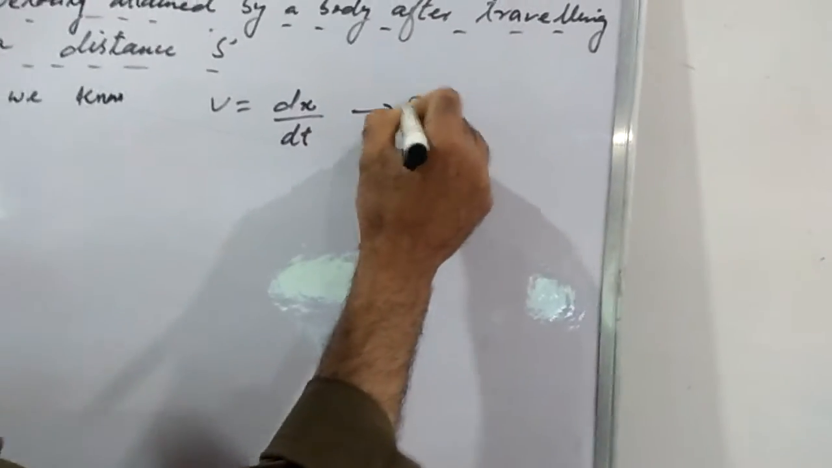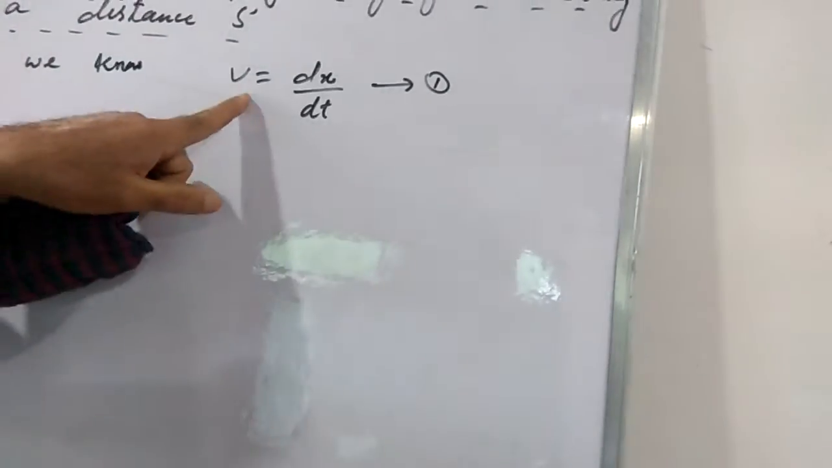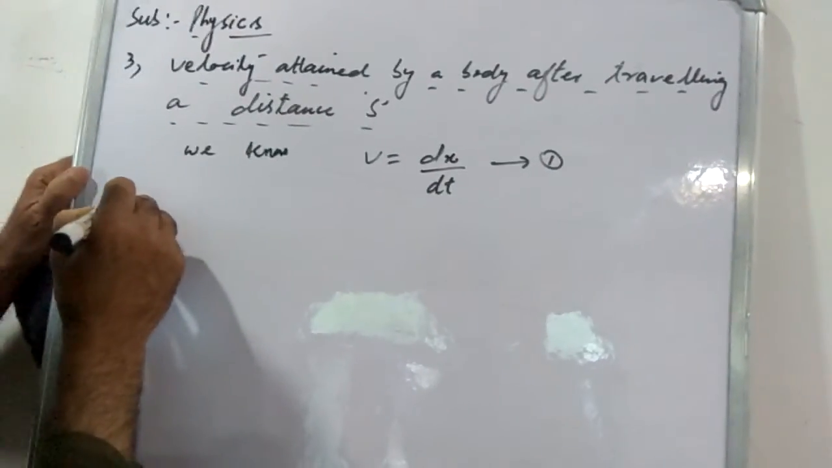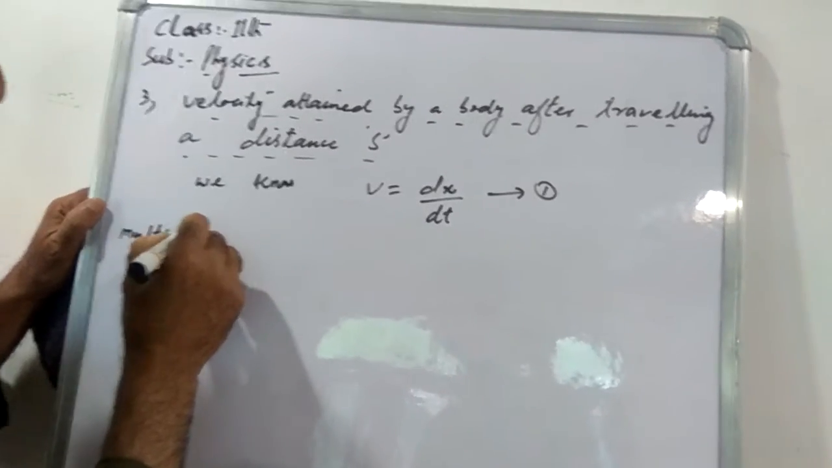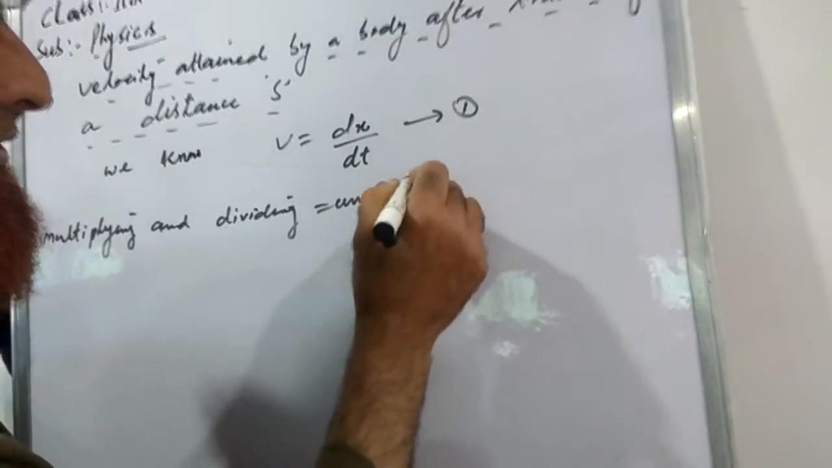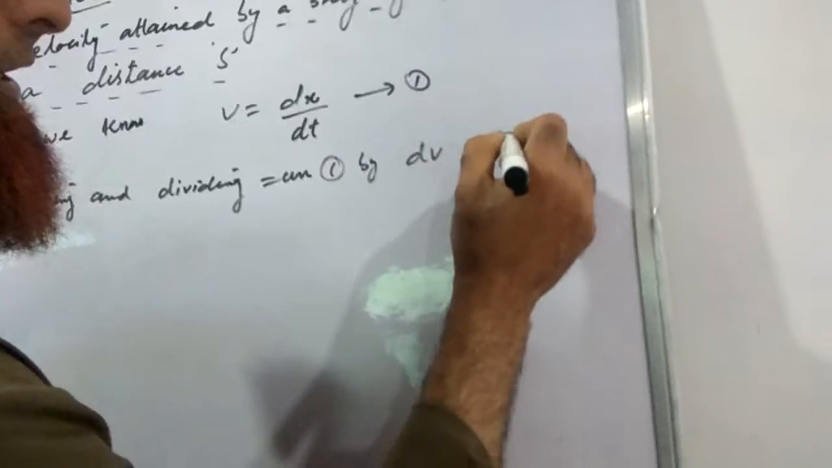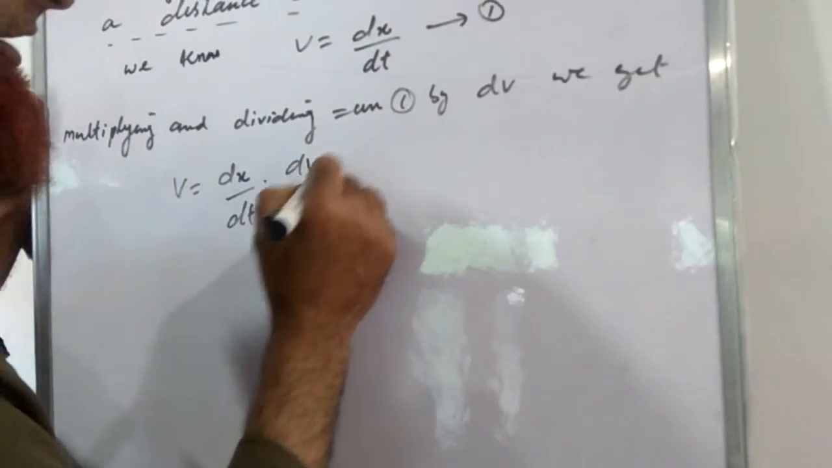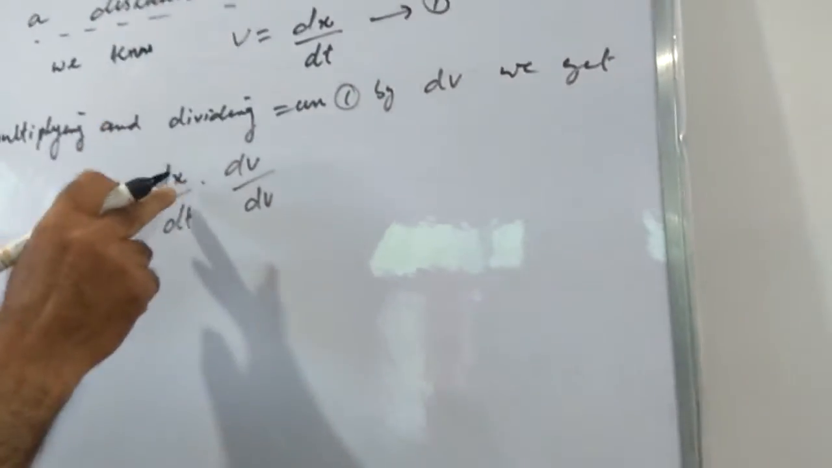v is equal to dx by dt. What is equation first? We know that velocity is equal to displacement divided by time, dx by dt. Now we will multiply and divide equation first by dv. Multiplying and dividing equation first by dv, we get v is equal to dx by dt. Now we will multiply by dv and divide by dv. dv and dv will cancel, it will remain dx by dt.